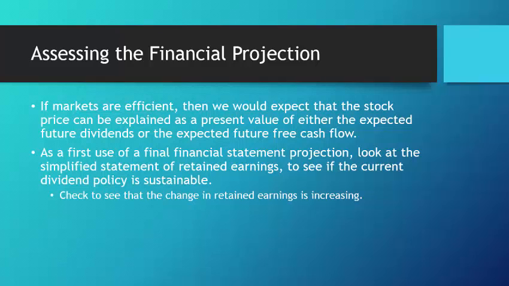So as a first use of a final financial statement projection, we should first look at that simplified statement of retained earnings to see if the current dividend policy that we talked about last homework assignment is in fact sustainable. We made a few assumptions as to what that was going to look like. How much were they going to pay in dividends? How much were the dividends going to grow from year to year? And the financial statements now are saying here's what we think they can throw off as far as cash is concerned. We should be able to see retained earnings growing. We should be able to see cash at least not getting worse.